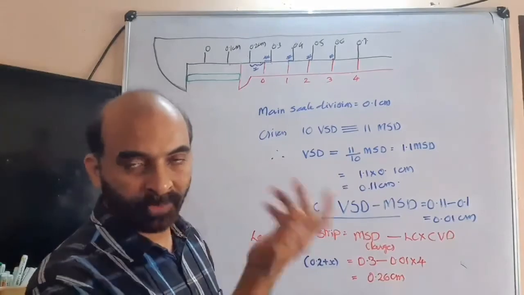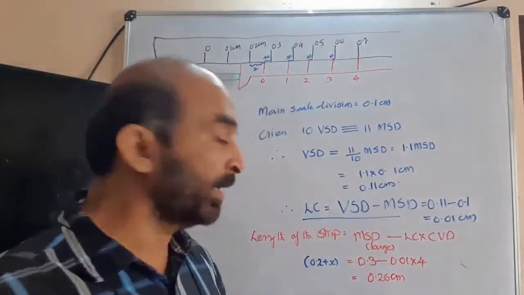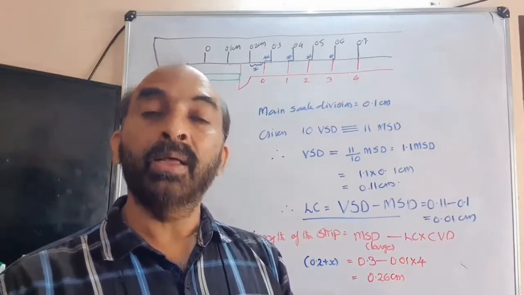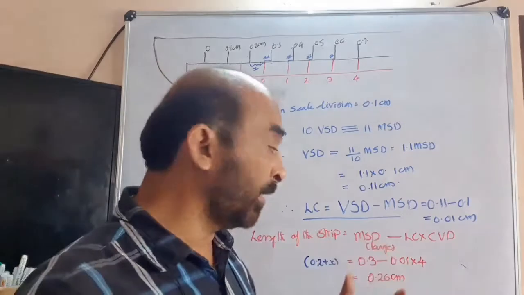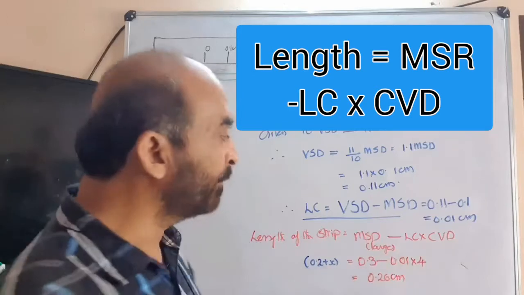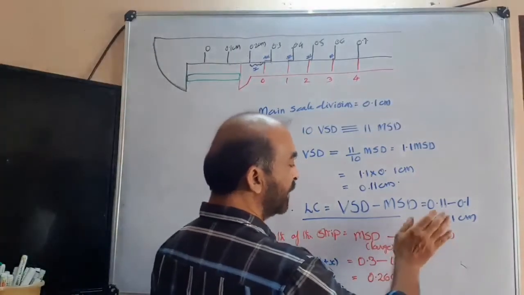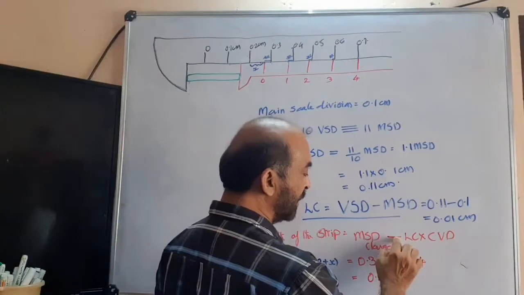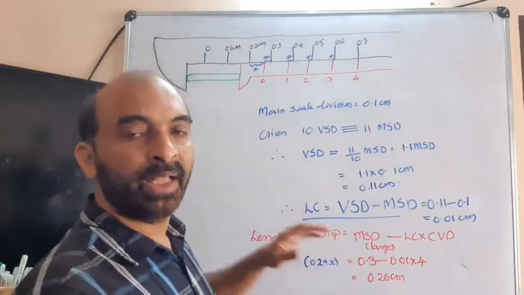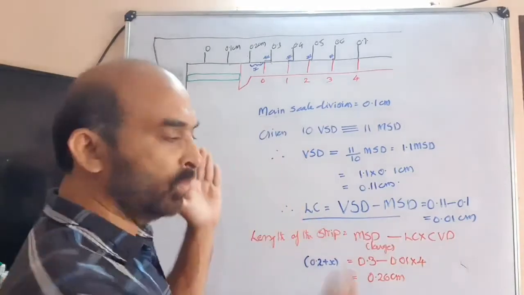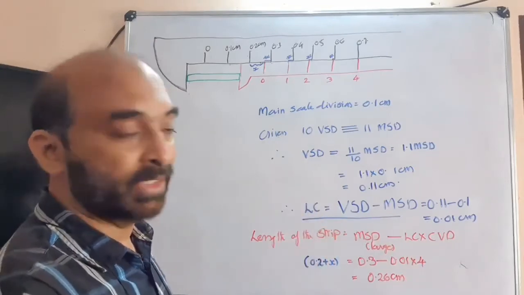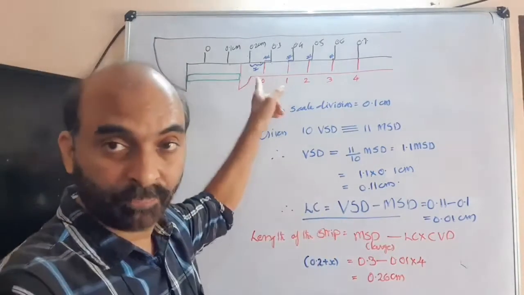So length of the strip. In the previous case, we had length as MSD plus least count into coinciding vernier division. Here we have MSD minus least count into coinciding vernier division. Since it is a retrograde, both the terms will have some change. Here, this term's sign has changed. What is the change in this term? In the previous case, we considered MSD as the smaller value between the two confining limits, isn't it? Here we have to consider the bigger limit. We will explain that while we look into this particular case.